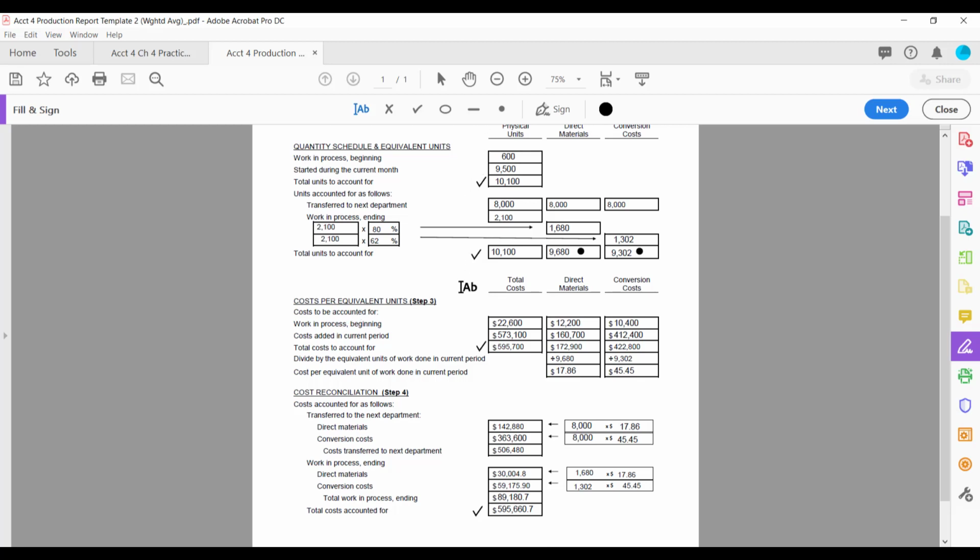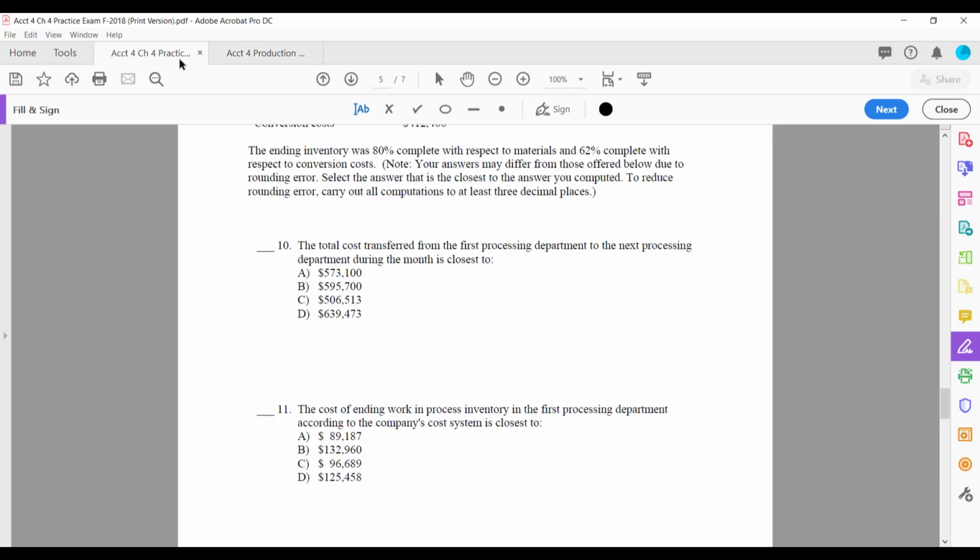And make sure to print out these templates so that you can do your work in those actual templates as opposed to trying to do all of that just on paper.